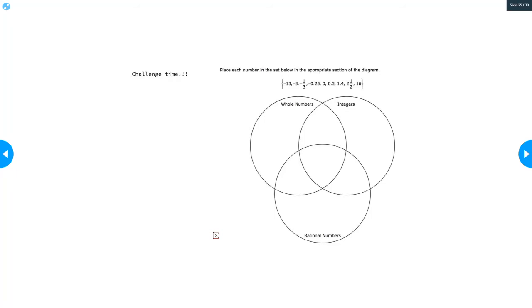So on this challenge time, we're going to place each one of these numbers in a set below in the appropriate section of the diagram. So go ahead and fill in these numbers in the correct spot. So -13, -3, -1/3, -0.25, 0, 0.3, 1.4, 2 1/2, and 16. Okay, so this is a little bit more difficult challenge. So hopefully you guys are up for it and figure out where they would go in this new model.